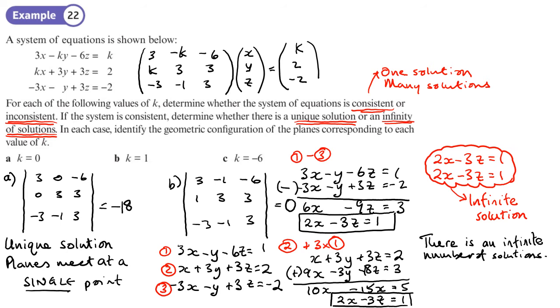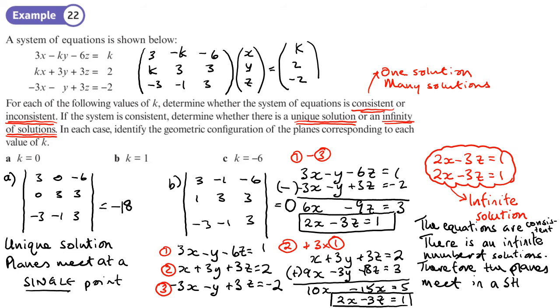I suppose I should have said first, the equations are consistent, running out of space. There's an infinite number of solutions, therefore the planes meet as in a sheaf. Yeah, because the equations that we had left, there's an infinite number of solutions.